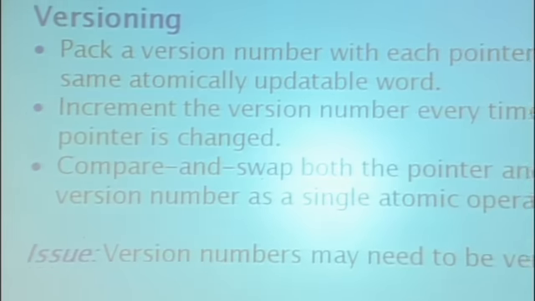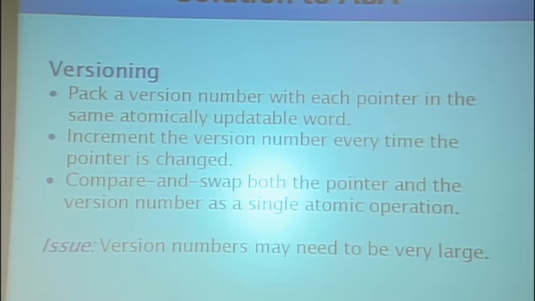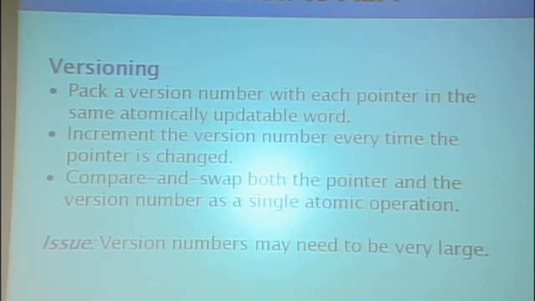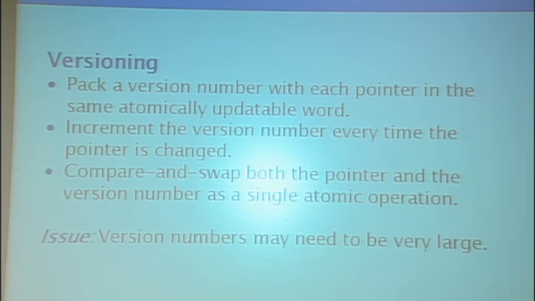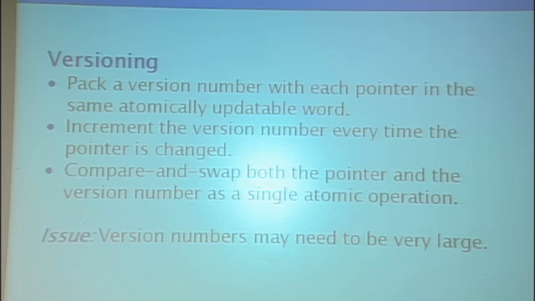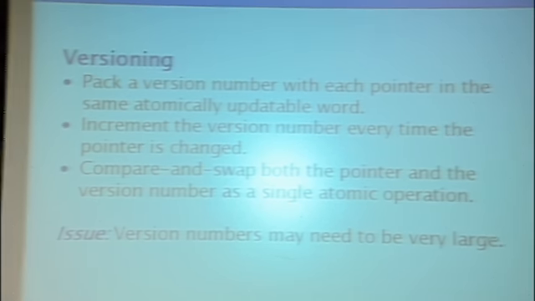Okay? The other issue is that version numbers may need to be very large. Okay, so if you have a version number, how many bits do you assign to that version number? Well, 64 bits, that's no problem. You never run out of 64 bits. 2 to the 64th is a very, very, very big number. Okay, and you'll never run out of 2 to the 64th. We did that calculation at the beginning of the term.